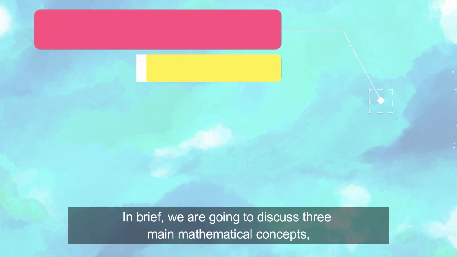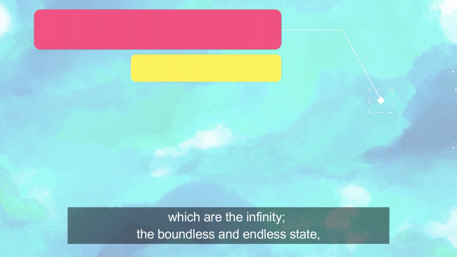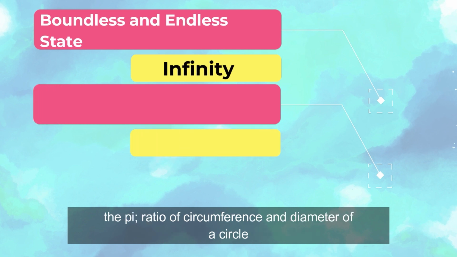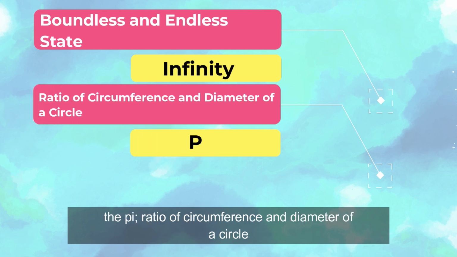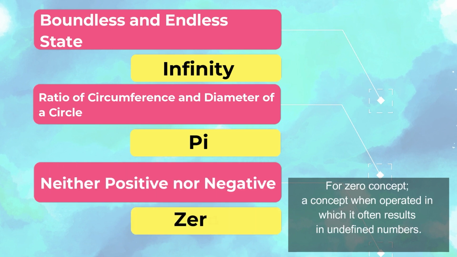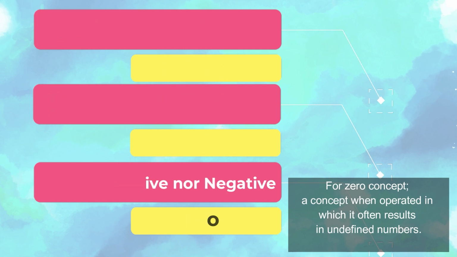In brief, we are going to discuss three main mathematical concepts, which are infinity, the boundless and endless state, pi, the ratio of circumference and diameter of a circle, and the zero concept. For the zero concept, it is a concept which, when operated on, often results in undefined numbers.